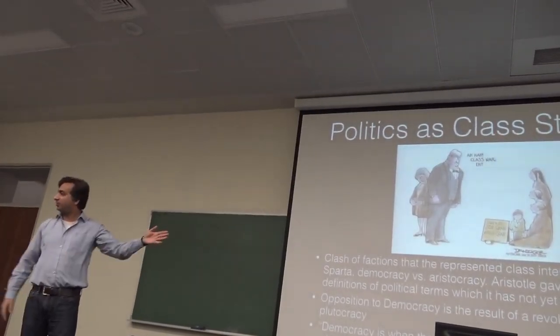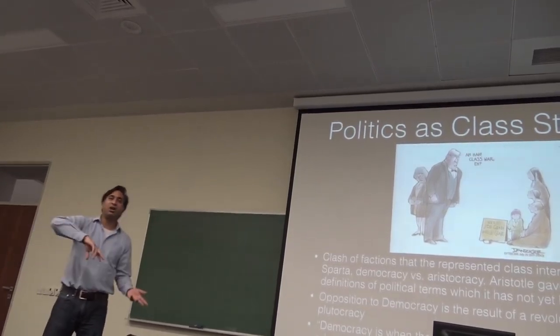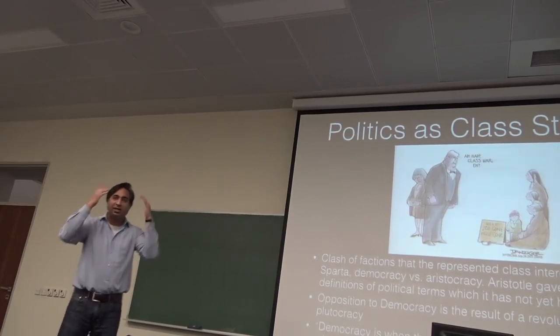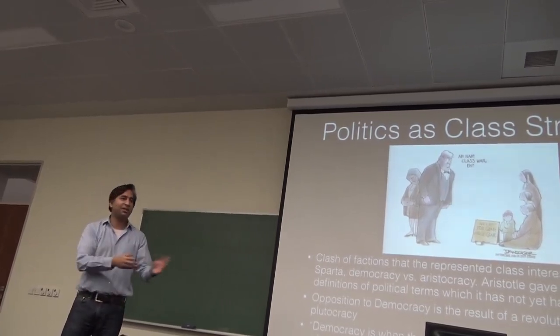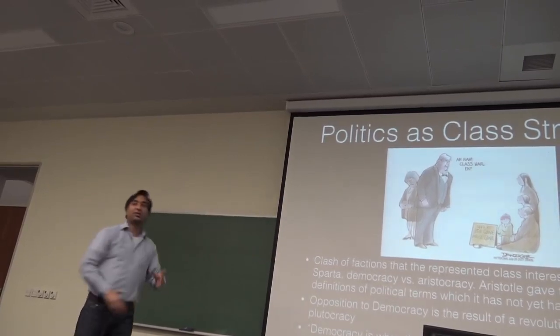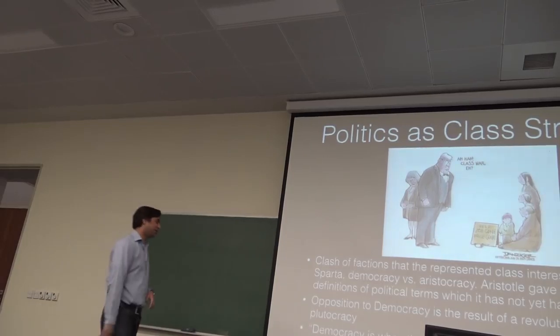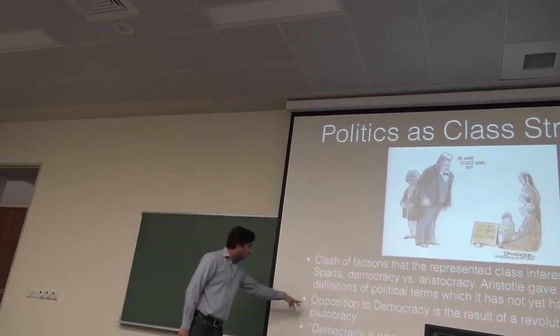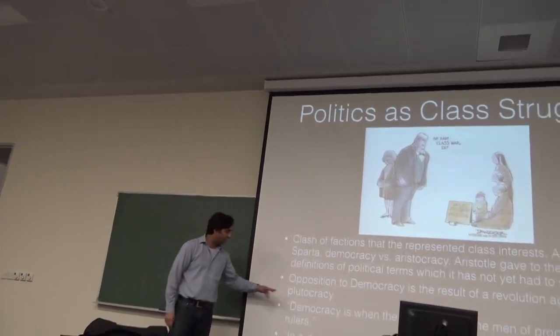Can you imagine? I mean, pichli maine usme terms aapko sunayi thi, democracy and polity and oligarchy and aristocracy. Yaar, abhi tak hum wo terms istemal kar rahe hain. Kya bande ki throw pe thi, pitch thi, ke matlab 2500 saal guzar gaye aur aaj tak hum usi ki terms istemal kar rahe hain. Amazing. So opposition to democracy is the result of a revolution against plutocracy.